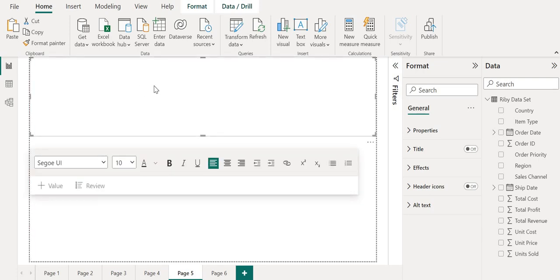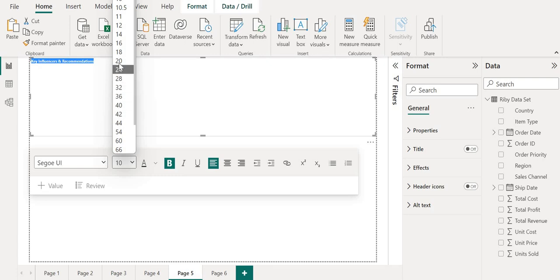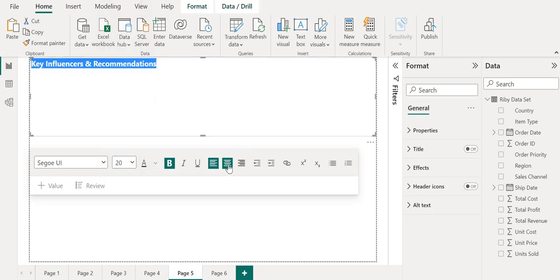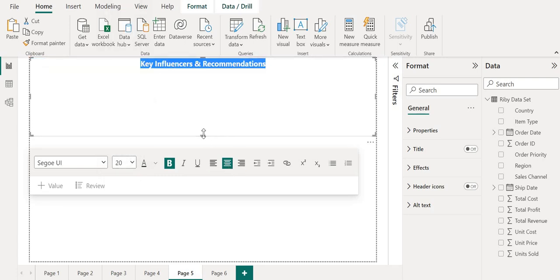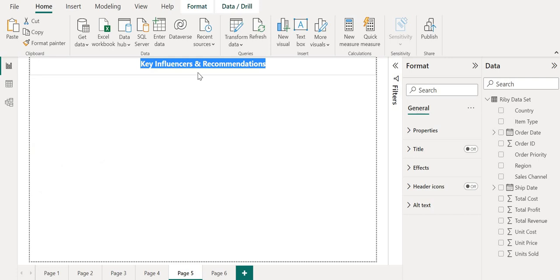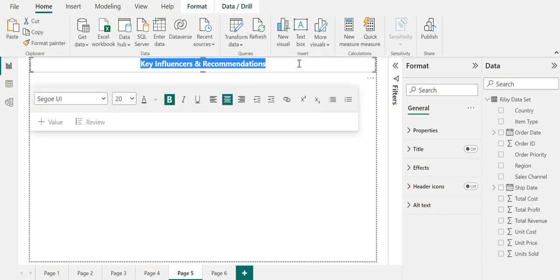So what do I want in here? I think I want key influencers because I'm going to be using the key influencer chart. So I'm just going to put in key influencers and recommendations, because that's basically what this visualization is all about. Okay, so I'm going to do this. I think I'm also going to make this 20. And I'm going to put it in the middle and that's it. Sorry, it's a bit dry. So sorry for the slight cough there.